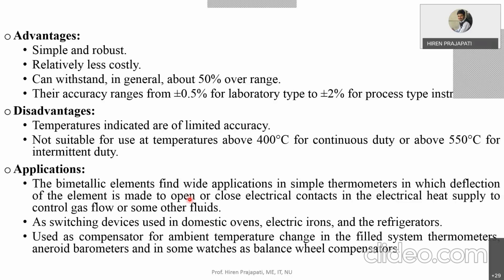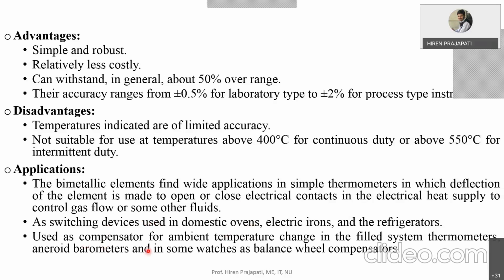So generally bimetallic elements are used as safety devices in the electric circuit, right? As a switching device used in domestic ovens, electric irons, and refrigerators. It is used as a switching device because once you have selected some temperature range, and if the temperature goes beyond that range, the bimetallic strip will deflect, and there will not be any contact in the circuit, so the electric supply will stop. So these are the broad applications of the bimetallic element, right?